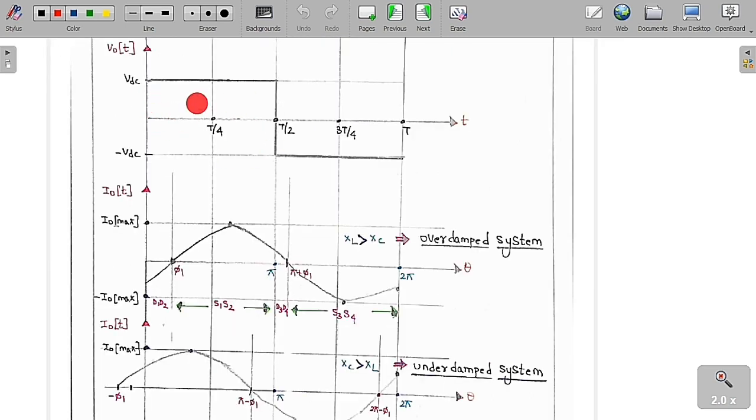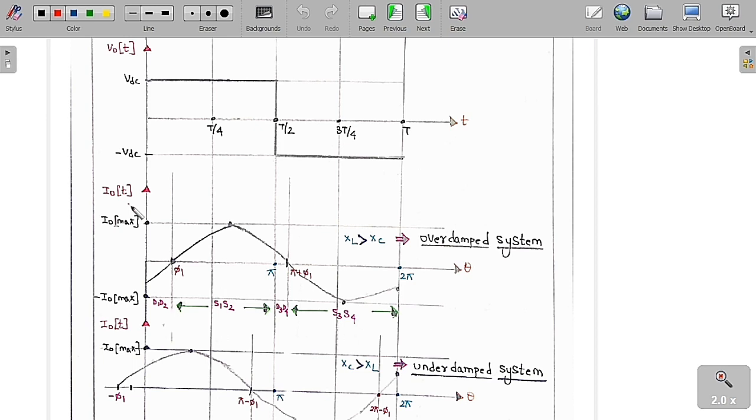As I've already told you, irrespective of the load, the output voltage from 0 to T by 2 is plus VDC, whereas from T by 2 to T, the output voltage is minus VDC. So this is the nature of the output voltage we are going to get. Therefore now we have to find the value of the output current.